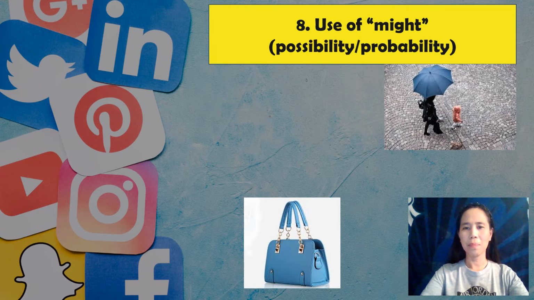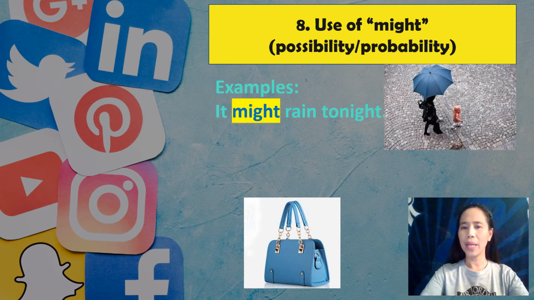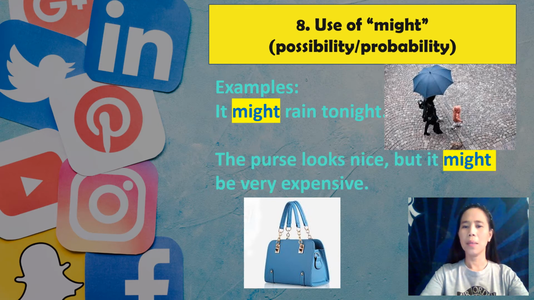Number 8 is the use of might. So this shows possibility or probability. So here is an example. It might rain tonight. And another example, we could say, the purse looks nice, but it might be very expensive. So that's how you use might. Easy, right?